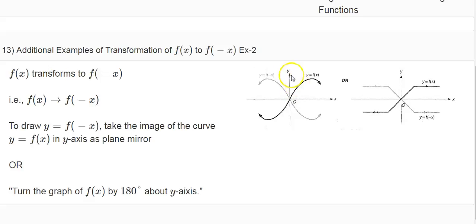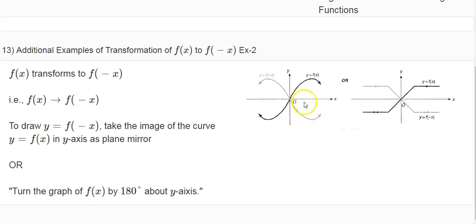So what happens is, if we do it for a large number of points, we would see that this is nothing but the mirror image of the y is equal to f(x) graph along the y-axis, because whatever this distance is, it is the same as this distance, and similarly this distance is the same as this distance, and this distance is the same as this distance.